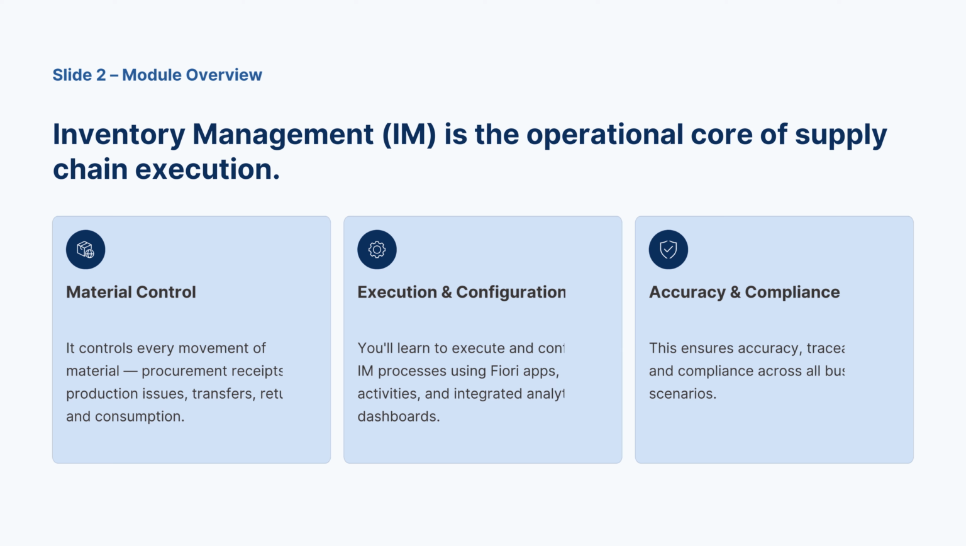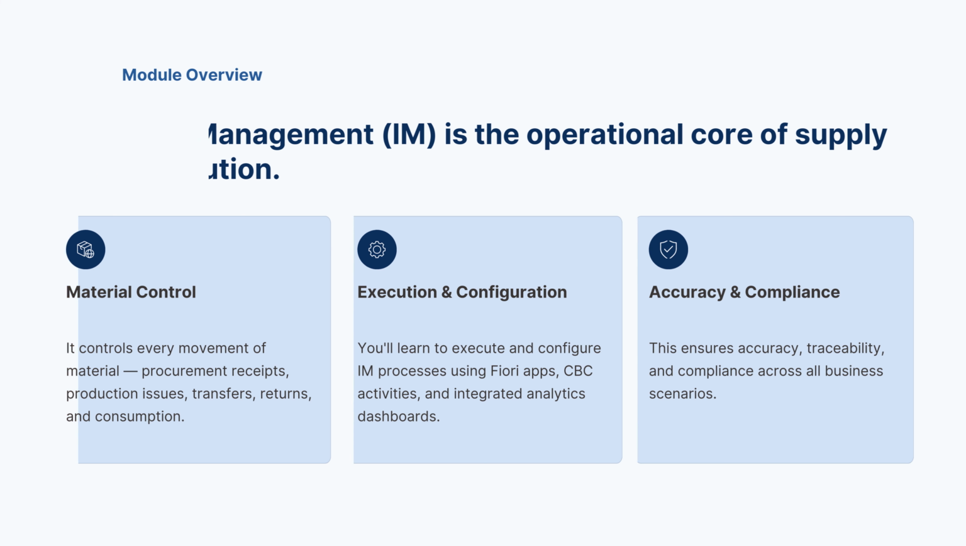Inventory management, or IM, is the operational heartbeat of your supply chain. It captures every physical movement of material, whether it's incoming from a supplier, consumed in production, or shipped to a customer. In S/4HANA Cloud, IM is fully integrated across modules, providing real-time visibility and control. You'll learn both configuration and execution of every key process.